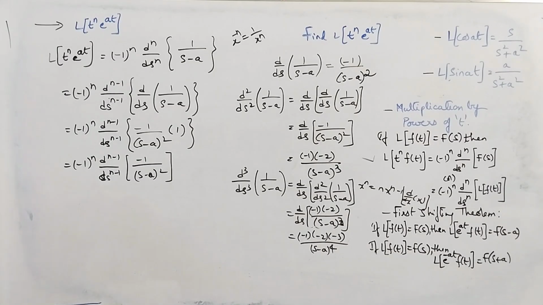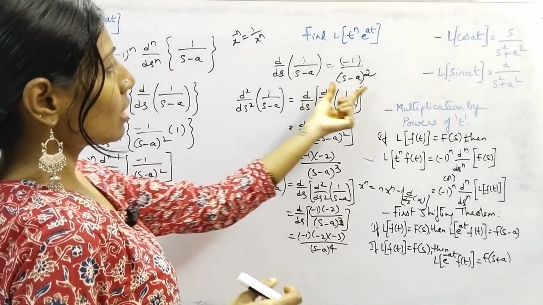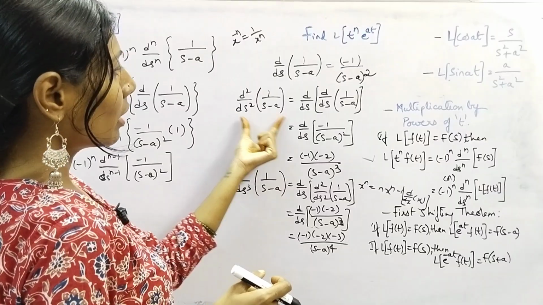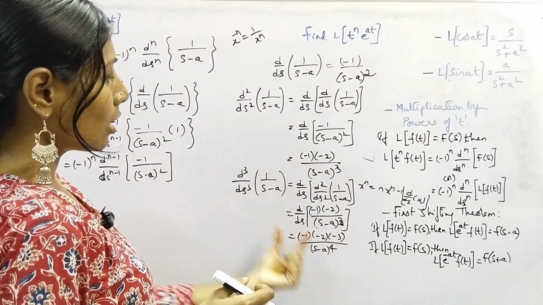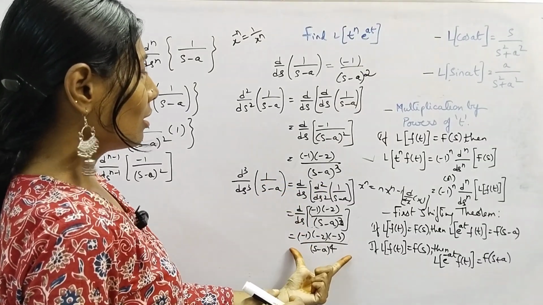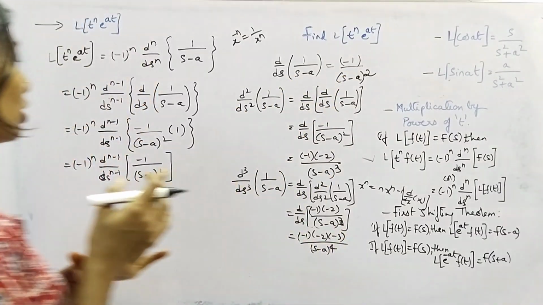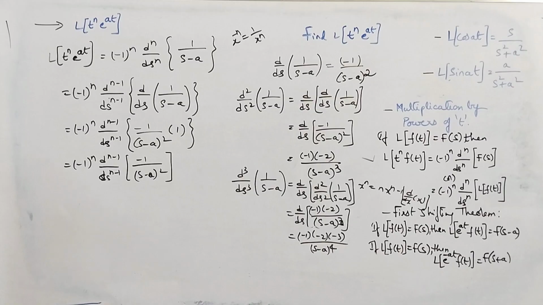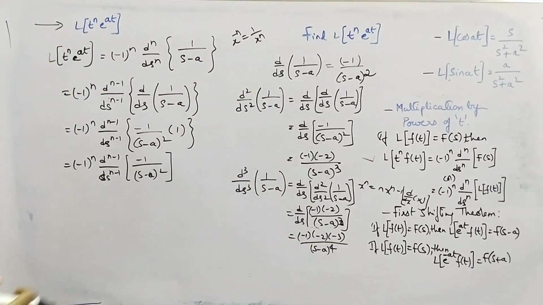See, here we find the derivative of 1 by s minus a. The first derivative of 1 by s minus a is this, second derivative of 1 by s minus a is this, and third derivative of 1 by s minus a is this, right? Yeah, I'm telling right. So now I'll write all this in one place, and I'll show you how you're going to get the nth derivative of 1 by s minus a using this 3. Okay, let's see that.